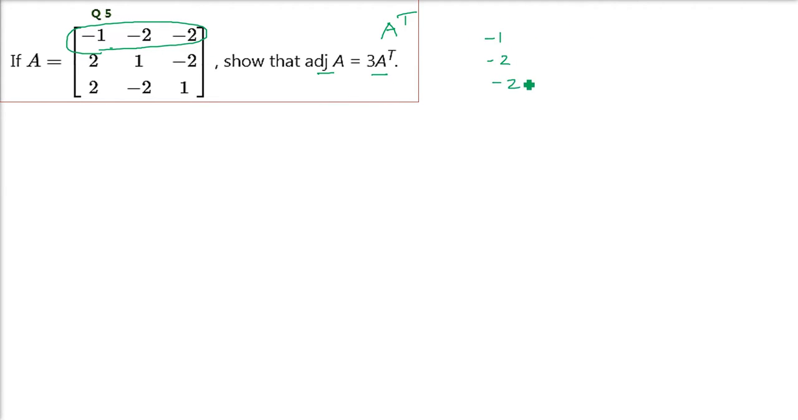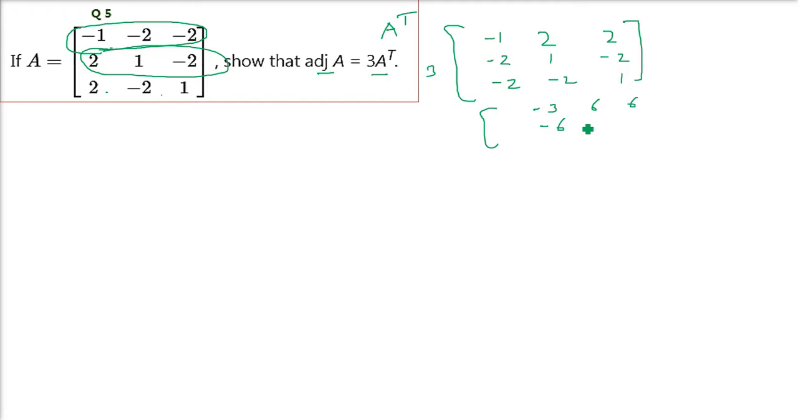So this is the original matrix I am writing, and first I am taking the transpose. Row to column I am making. So all these I have written row to column, and just multiply it with 3. What do you get? -3, 6, 6, -6, this is 3, and -6, this is going to be -6, -6, and 3.